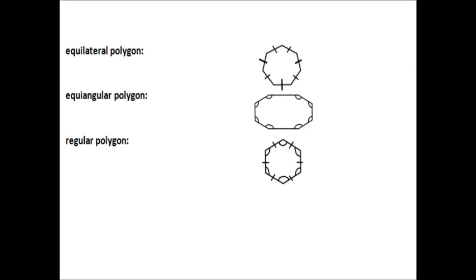Now we're going to talk a little bit more about different types of polygons. And some of these words you have already seen. Equilateral, for example. Equilateral means that all sides are congruent. So if we look at our example here to the right, all sides are congruent. You see the congruent marks. We have 1, 2, 3, 4, 5, 6, 7 sides. That means we have an equilateral heptagon.